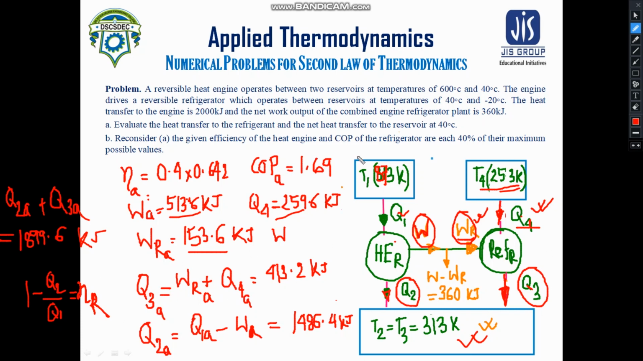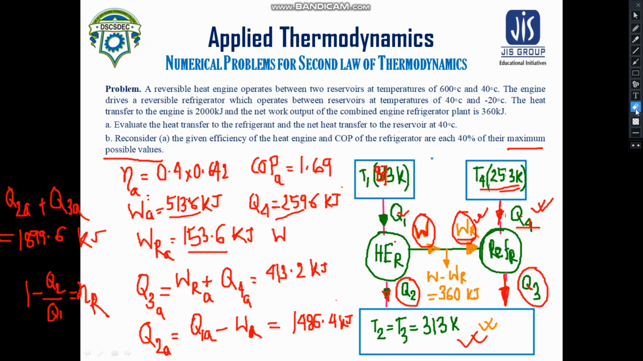Okay, same thing was repeated when the efficiency and the COP were told to be 40% of the maximum cases. That means of the reversible cases. Now this is something which you might have confusion to understand. But it is simple. Reversible engines will have the maximum efficiency. That is stated by the Carnot theorem, which we have discussed in the previous lecture. So don't ever forget, reversible engines will always have the maximum efficiency.